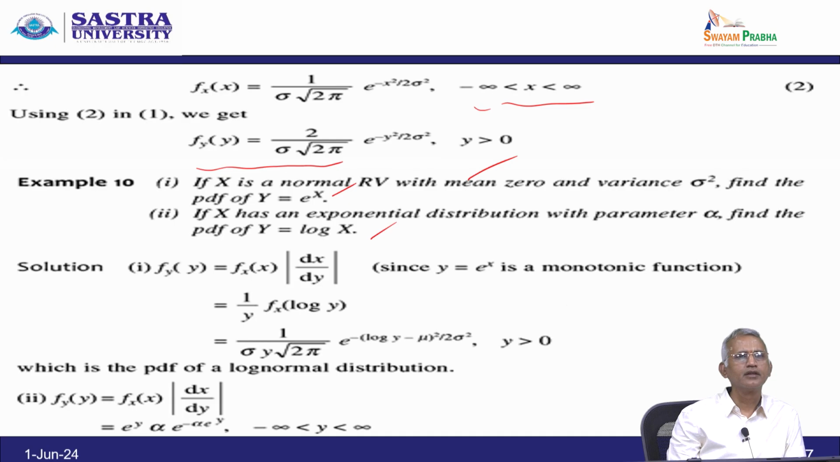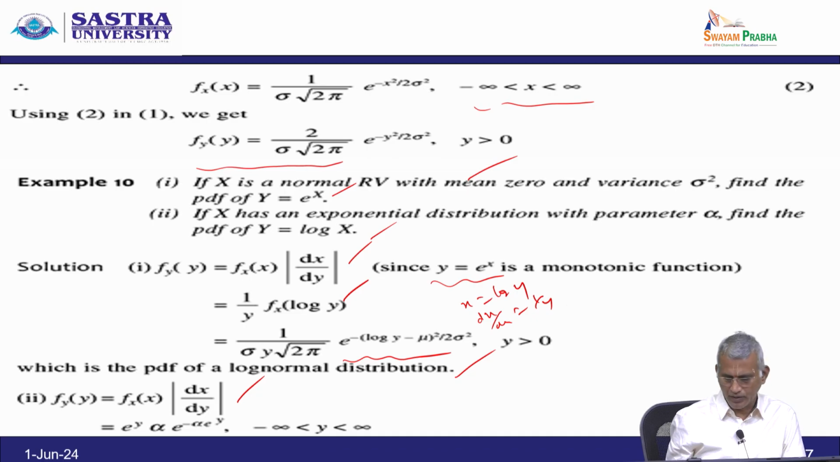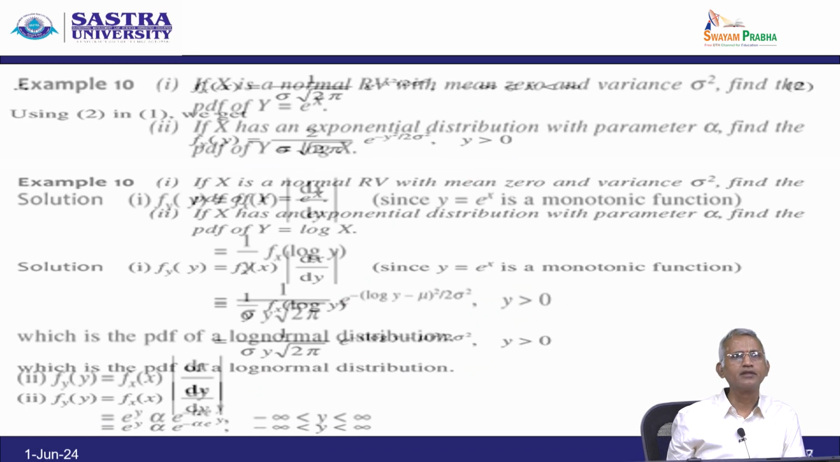So, number 1, f_Y(y) is f_X(x) into modulus of dx by dy, where here y equal to e power x, and differentiating y with respect to x is difficult, therefore taking the log, x equal to log y. Now, we differentiate with respect to y, it becomes 1 by y, therefore 1 by y into f_X(log y) we can write. So, already you know f_X(log y) is 1 by sigma y root 2 pi into e power minus of (log y minus mu) the whole square by 2 sigma square. So, this is called the PDF of the log normal distribution. And for number 2, f_Y(y) equal to f_X(x) into modulus of dx by dy is e power y into alpha into e power minus alpha e power y, where y lies between minus infinity to plus infinity.